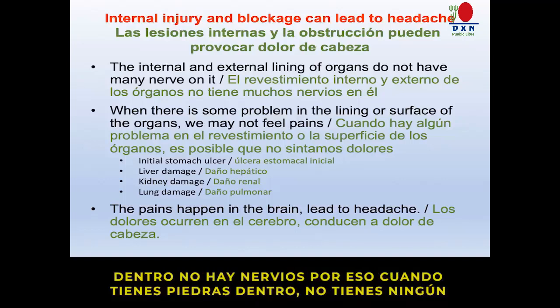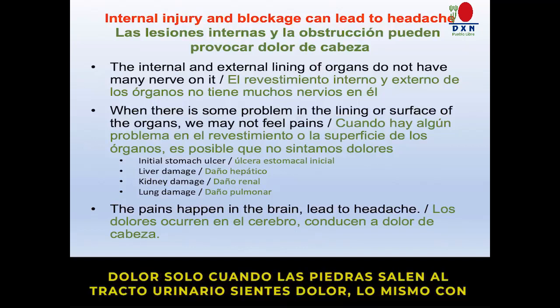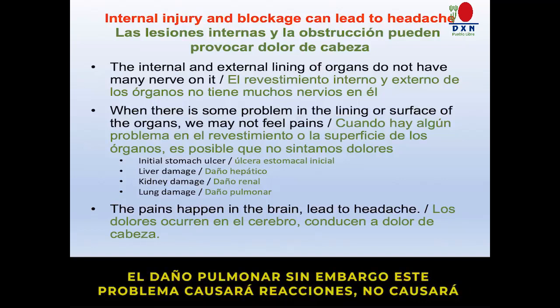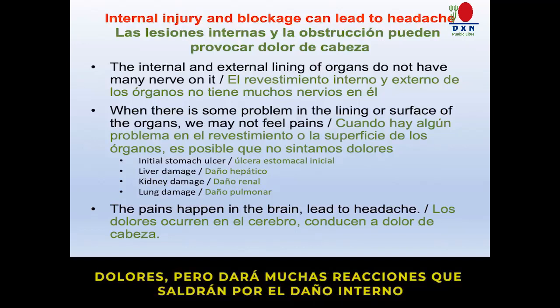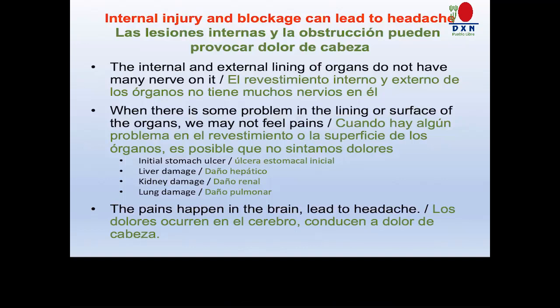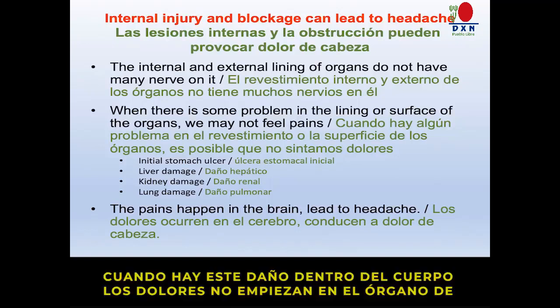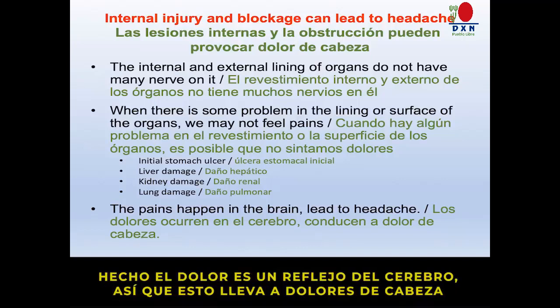There's no nerve. That's why when you have a kidney stone inside, you don't have any pains. Only when the stone comes out and scratches the urine tract, then you have pains. The same thing also with lung damage. Okay. However, this problem will cause reactions. Even though there's no pains, there will be a lot of reactions coming out from this internal damage. Another thing is that when these body organs are damaged inside, the pain is not happening in the organ. Actually, the pain is reflected in the brain. So this leads to headache.